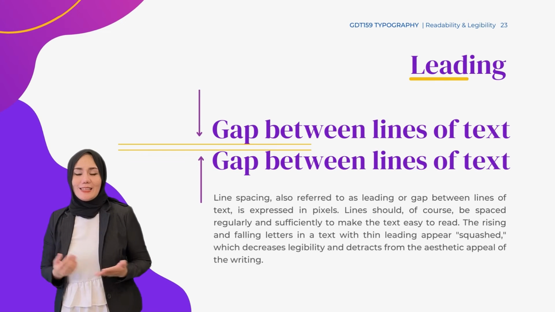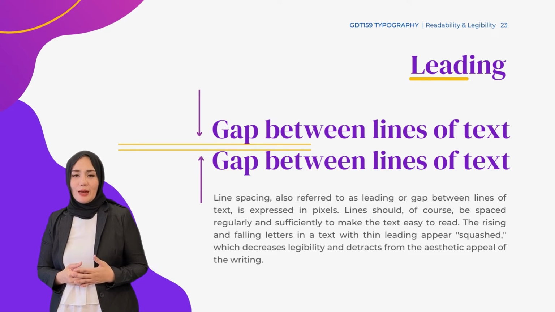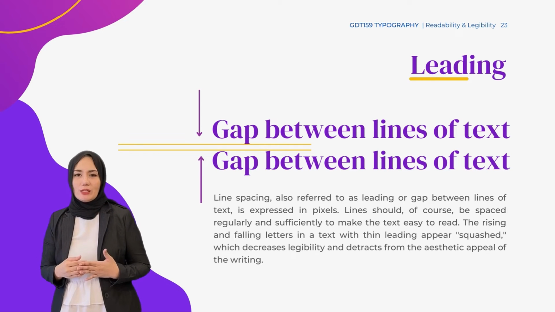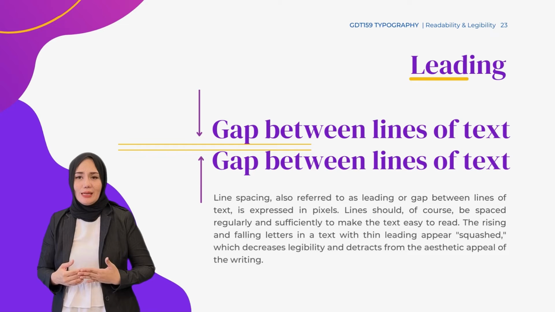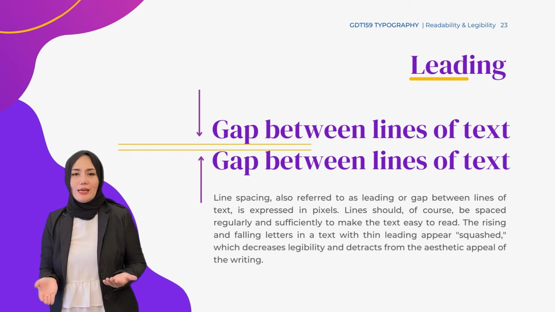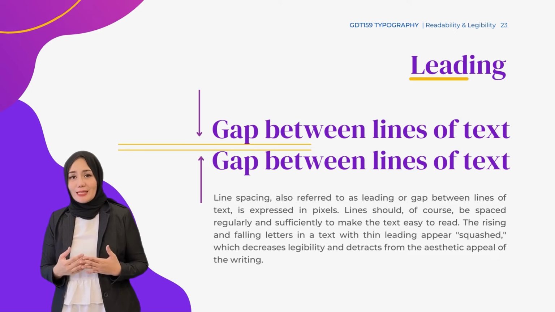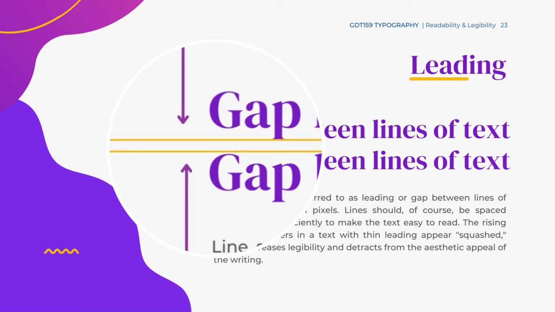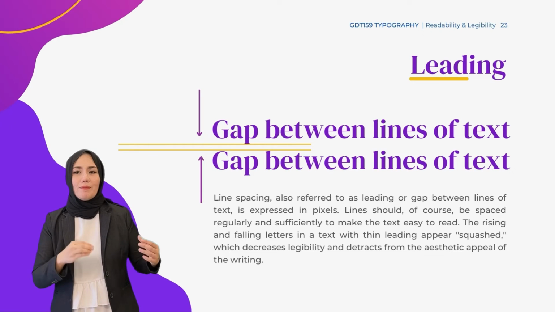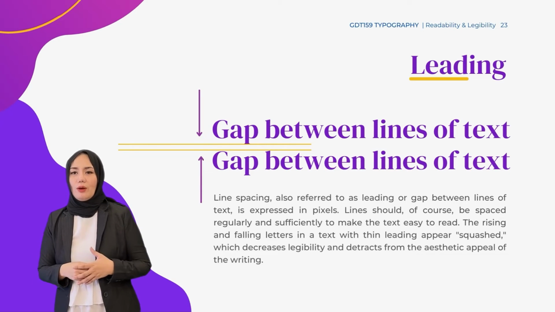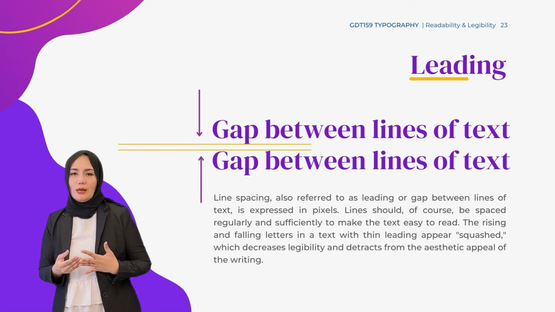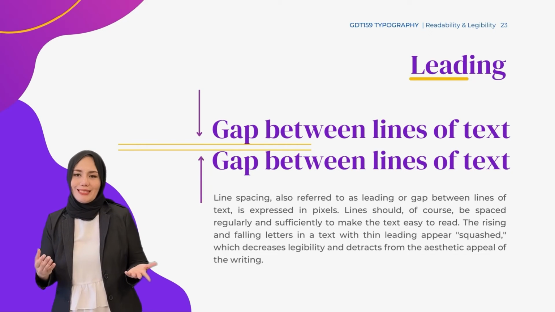Leading. Leading is a gap between lines of text. Line spacing, also referred to as leading or gap between lines of text, is expressed in pixels. Lines should of course be spaced regularly and sufficiently to make the text easy to read. The rising and falling letters in a text with thin leading appear squashed, which decreases legibility and detracts from the aesthetic appeal of the writing.